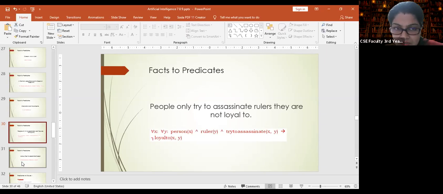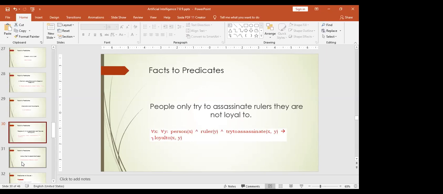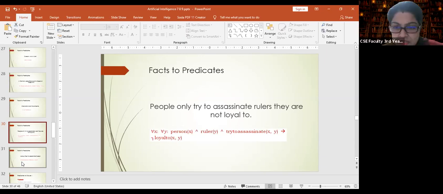What is A here? Ma'am, out of the whole expression, the part on the left side: Person X, Ruler Y, and Try to assassinate X comma Y. This is the total part of A. And the part of B is: not loyal to X comma Y.